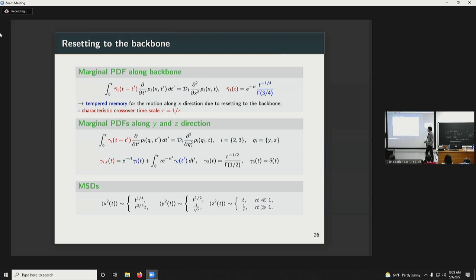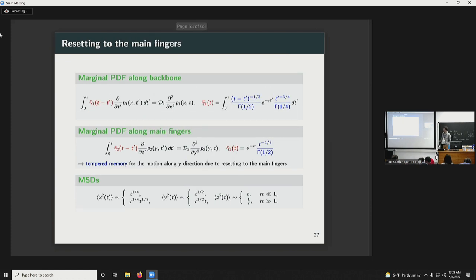But in case of resetting to the backbone, this means that in the equation we have something like an exponential cutoff of the memory due to resetting. Because when the particle is stuck in the fingers and you reset it to the backbone, you cut off the memory. Because this term is e to the minus rt, this characteristic crossover time appears at 1 over r. So we see that in this case, along the backbone, there is no non-equilibrium stationary state because we have normal diffusion, but in the other directions we have this transition to the non-equilibrium stationary state.